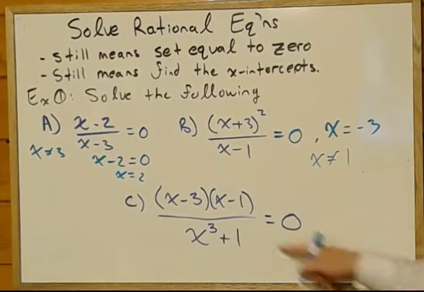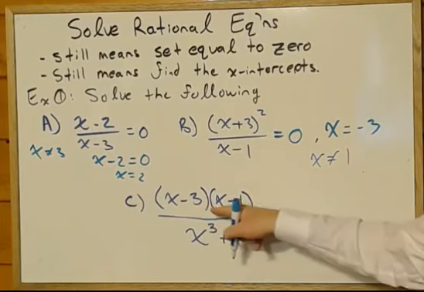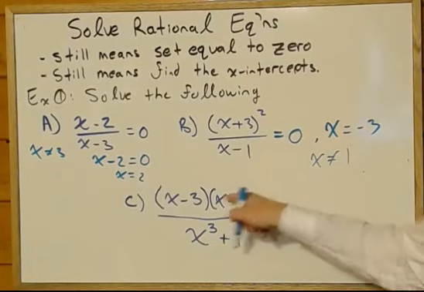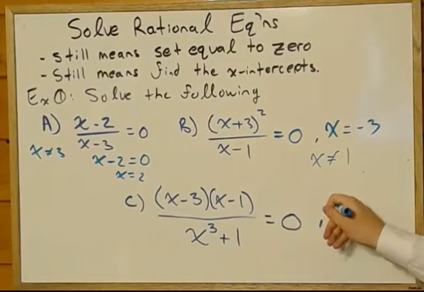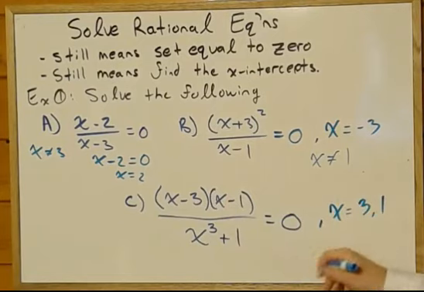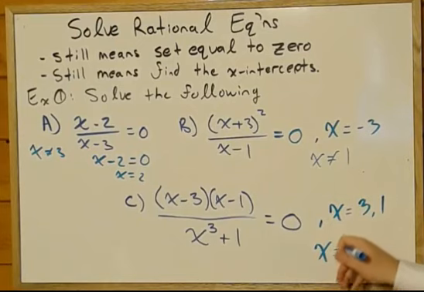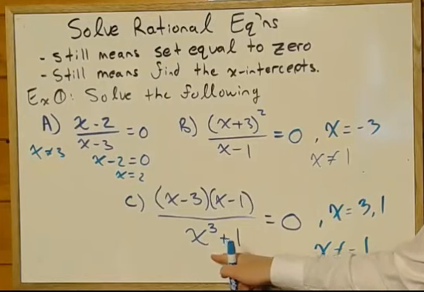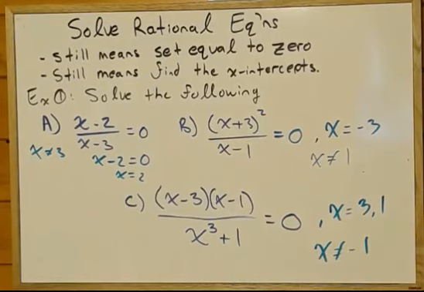Okay. This last one here, we have x minus 3 times x minus 1 divided by x cubed plus 1. Okay, so setting the numerator equal to 0, we find that our solutions here will be x is equal to 3, comma 1. And we just have the restriction that x cannot be equal to negative 1 because negative 1 cubed is negative 1, plus 1 will give us 0.